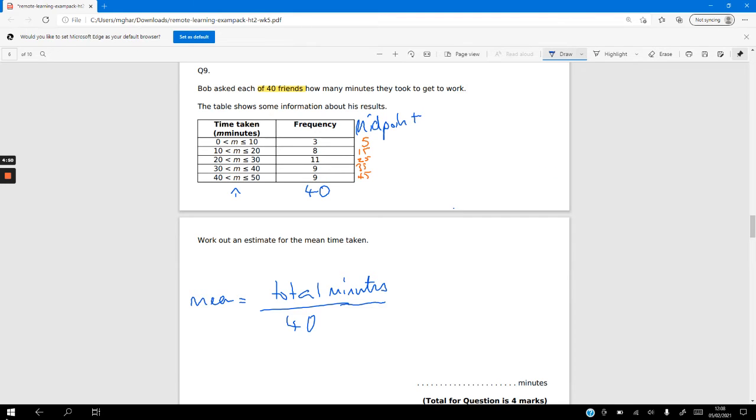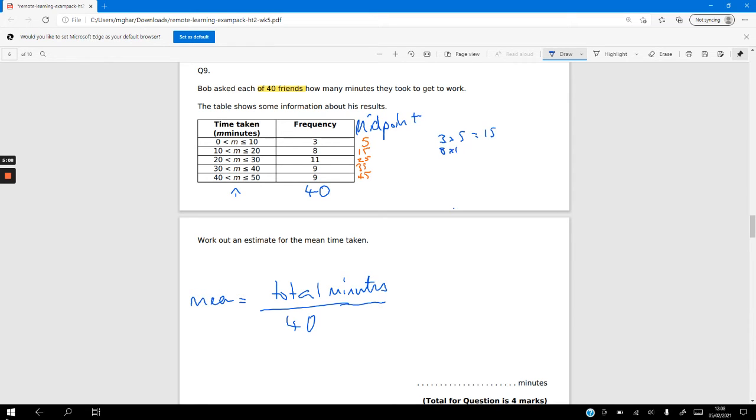Now my next step is similar to the previous question that we looked at, where we were finding the mean. I'm saying that there are 3 people who took, and I'm going to say 5 minutes each, and that's my estimate. So I'm going to do 3 times by 5 and get 15.